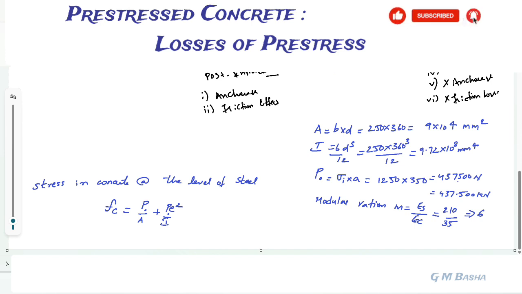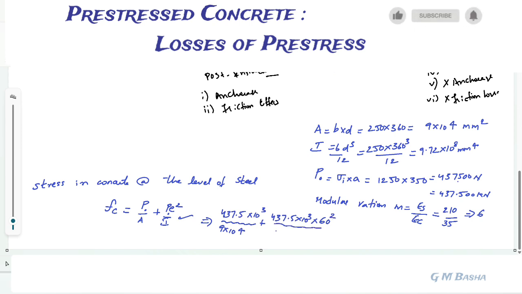So in the first problem only I told. It is better you remember the formula directly. Then substitute the values. P will be equal to 437.5 into 10 to the power of 3, area will be 9 into 10 to the power of 4, plus again P will be 437.5 into 10 to the power of 3. Eccentricity will be given in the question, that is 60 mm, so here square. I will be equal to BD cube by 12, that is 9.72 into 10 to the power of 8. If you simplify, you will get the value.